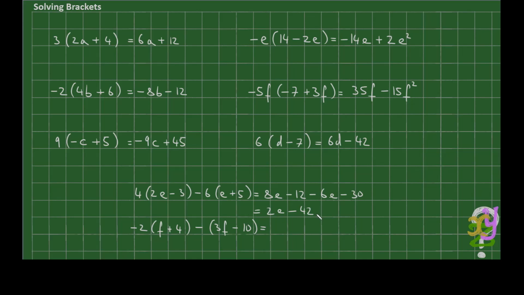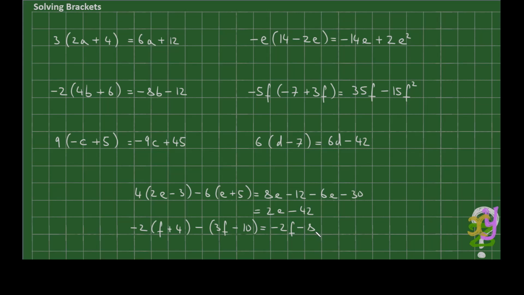What about the last example? Again, I have 2 sets of brackets. I'm going to solve each individually. In front of the first bracket I have negative 2 and then multiplied by f. That is negative 2f. Then I have negative 2 multiplied by positive 4. That is negative 8. And that's the first bracket done.